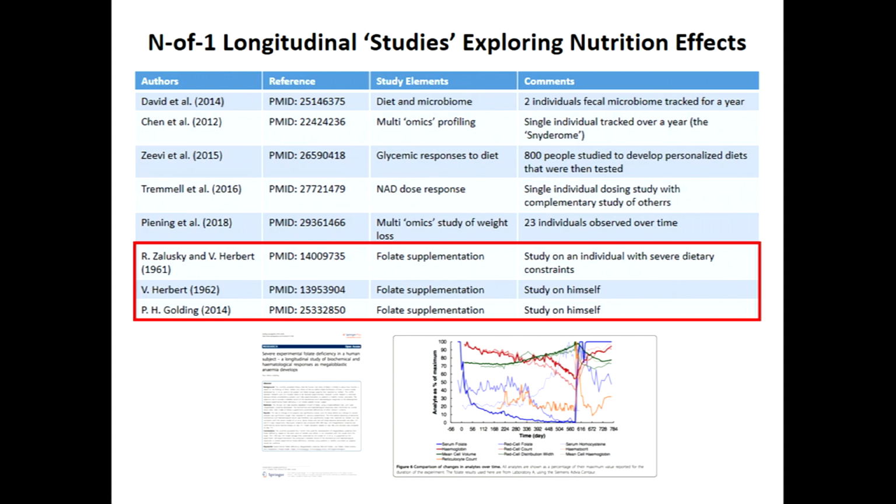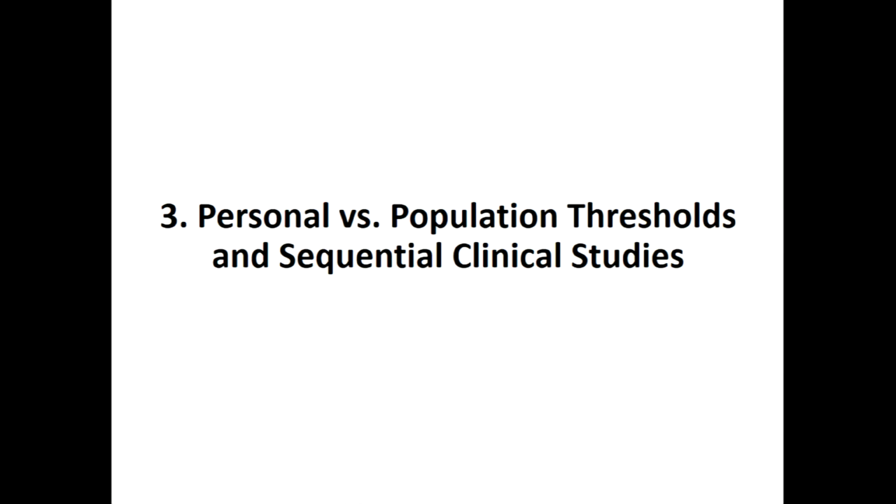More recently, there was an N of 1 study by Golding here, who actually tried to match what Herbert did and subjected himself to severe dietary restrictions and then gave himself folate supplementation to see if he could come up with the same conclusions that Herbert had. So it was a remarkable study that he had pursued.